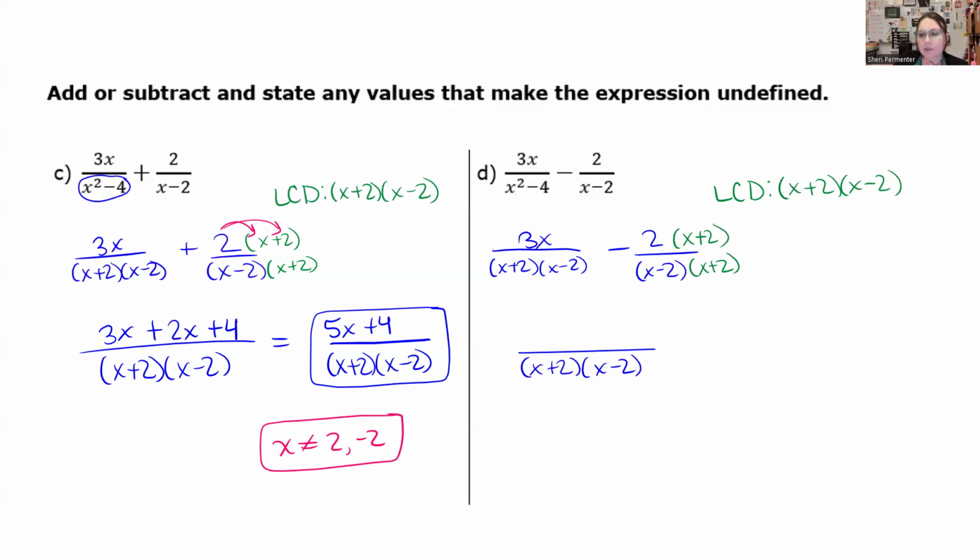But when I rewrite it, I have to make sure to distribute in to both pieces, but I have to be careful. Because this is a minus. So I'm distributing in -2, not just a 2. So I still have 3X right here. But I have -2 times X, so minus 2X, and -2 times 2 gives me -4. Now when I simplify, I have 3 minus 2 or just X minus 4.